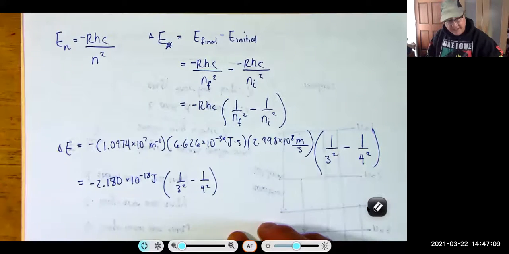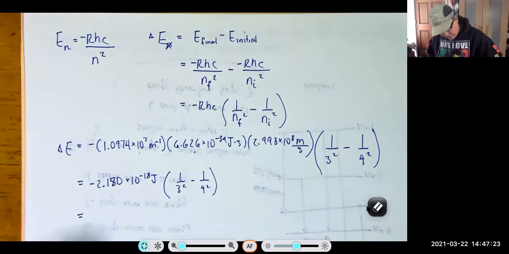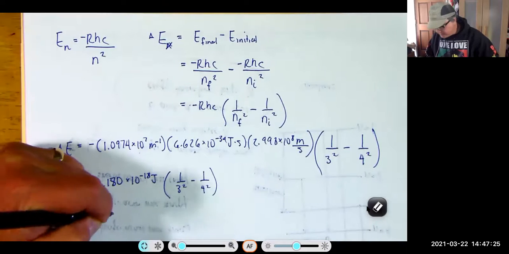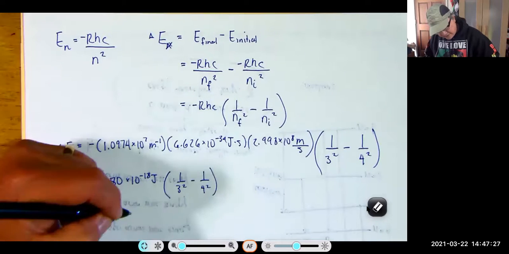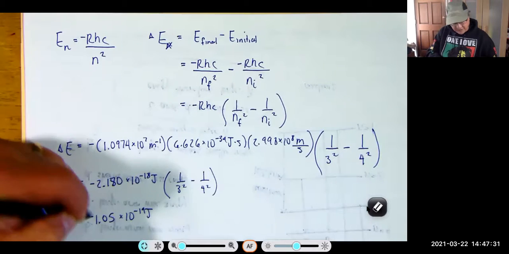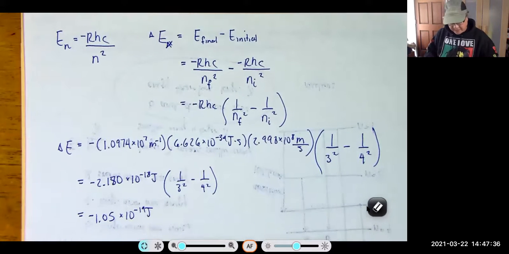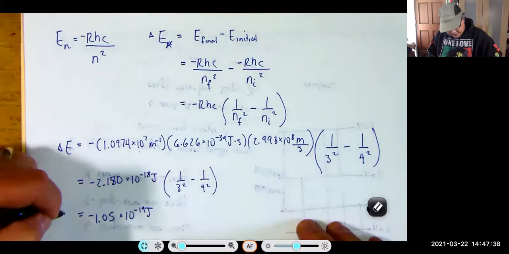We want to bring that down. So let's see what we get here. Times parentheses 1 divided by 9 minus 1 divided by 16, and parentheses, and we get 1.05 times 10 to the minus 19 joules, and that's going to be a negative. So this means that it's energy emitted. Okay, so that's the change in energy.